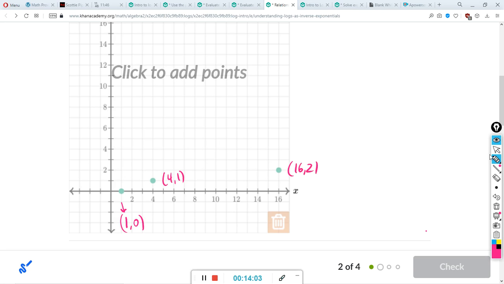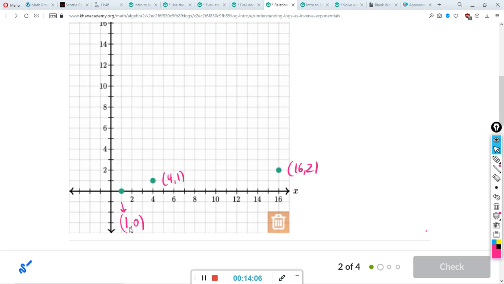Now, in order to make the other points, you just reverse them. So instead of 1, 0, do 0, 1. So 0 on the x and then 1 on the y. It's right there. Instead of 4, 1, do 1, 4. So 1 on the x, 4 on the y. And finally, instead of 16, 2, make it 2, 16. So 2 on the x, and all the way up to 16 on the y. So we just reverse the x and the y coordinates.